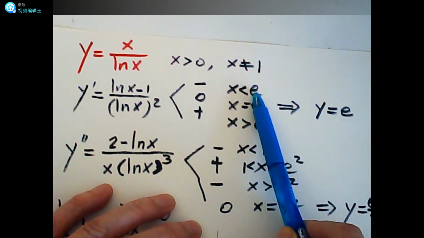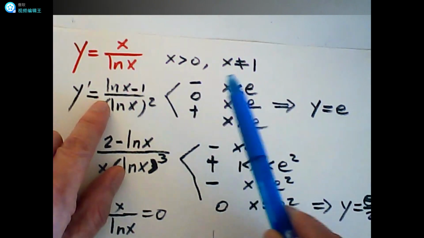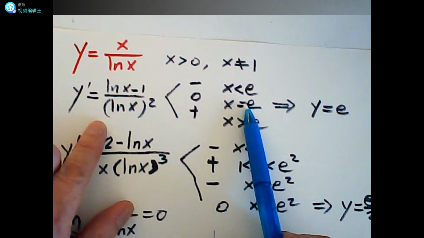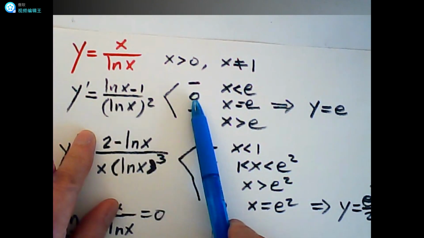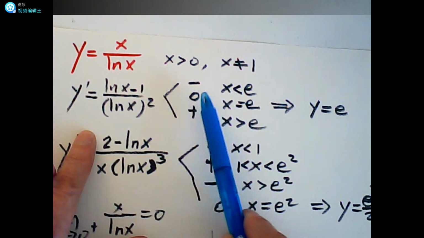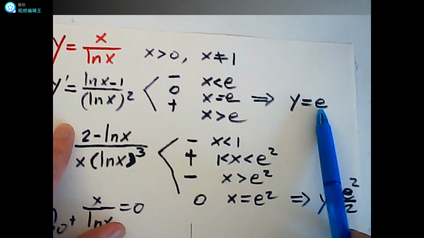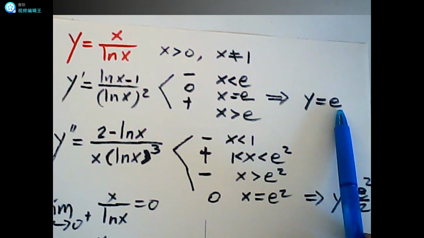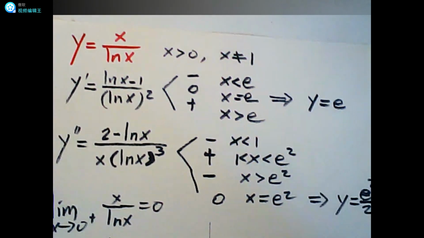When x is less than e, that's negative. When x is greater than e, it is positive. At e, the first derivative is 0. So from this point, we can find y. So this may be a maximum or minimum.